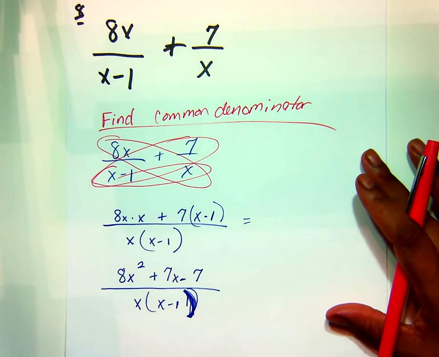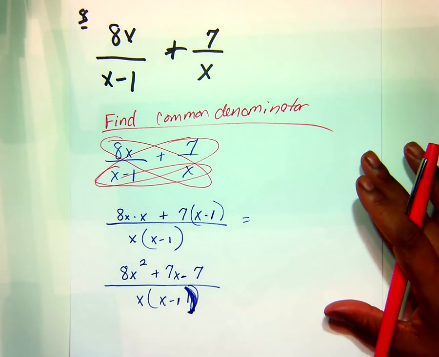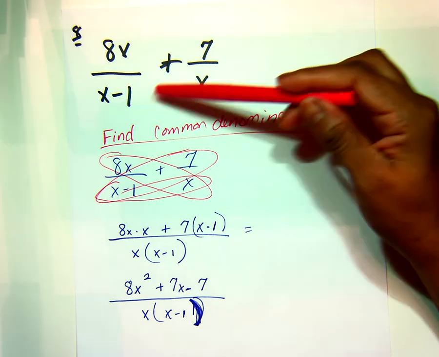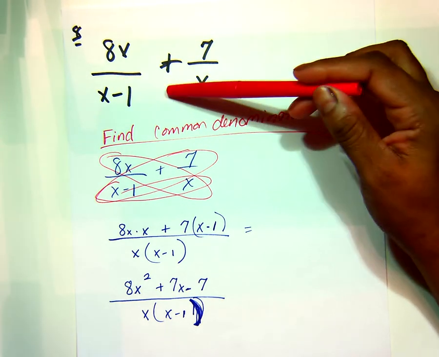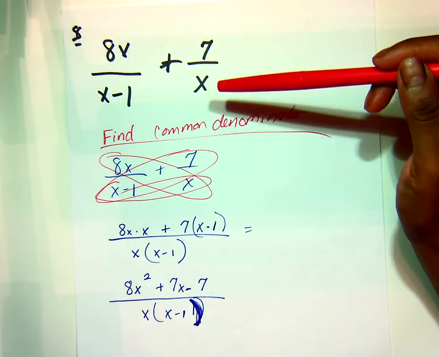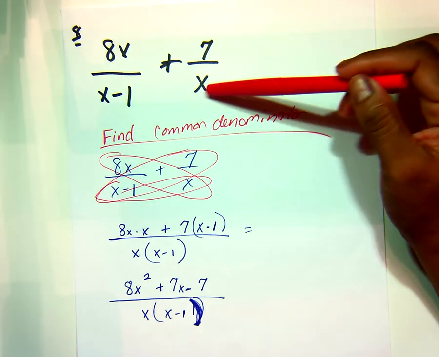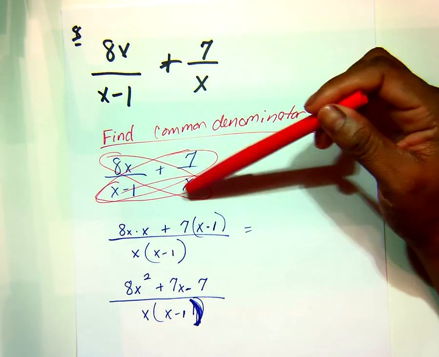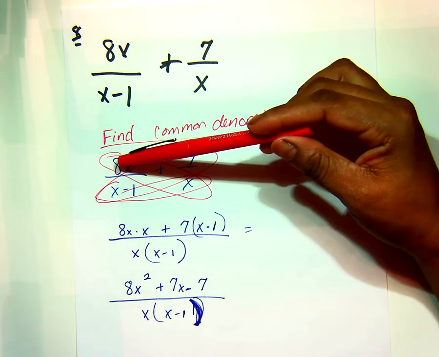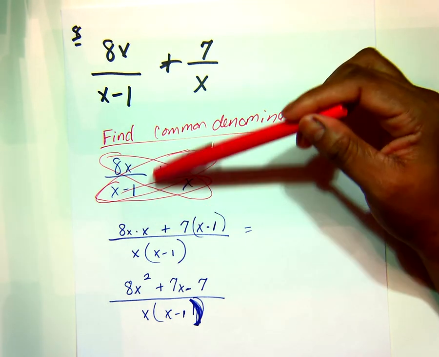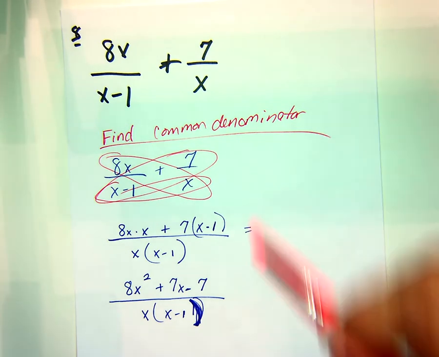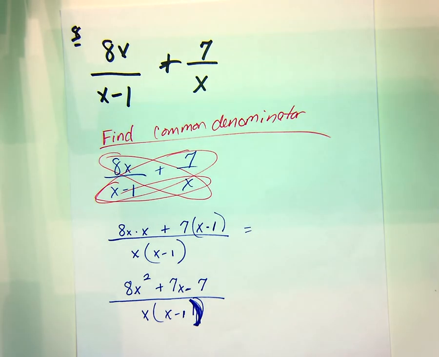Of finding the common denominator. So once again, we're going to multiply our denominators. That would be x minus 1 times x. So now we've got x times x minus 1. Then we're going to cross multiply. We're going to have 8x times x. Bring down your plus sign. Then 7 times x minus 1. Using the distributive property now, we're going to go ahead and simplify that.